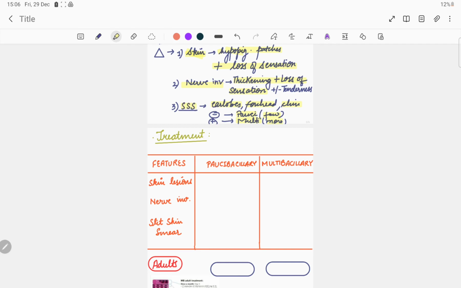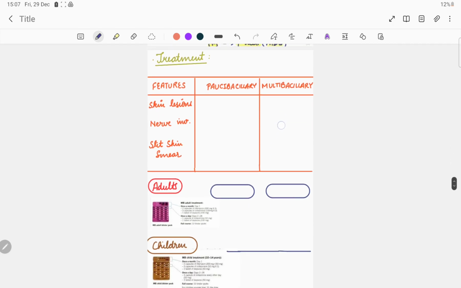Other than that, there is the slit skin smear, which I've already told you is taken from the earlobes, forehead, chin, or from the buttocks or thighs. It frames its results as minus and plus, that is negative and positive. But minus doesn't mean there is an absence of bacteria. It just means there are fewer bacteria, and there is a set criterion below which it is considered negative. If there are few bacteria, we classify it as paucibacillary. If there are many bacteria, we classify it as multibacillary. That's how the treatment has been framed.